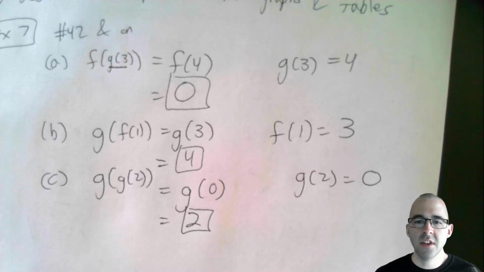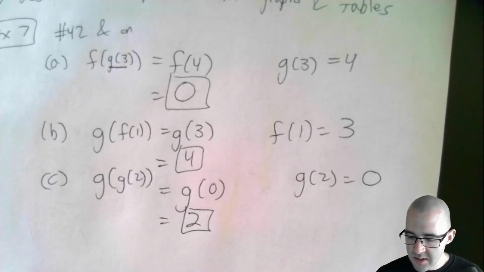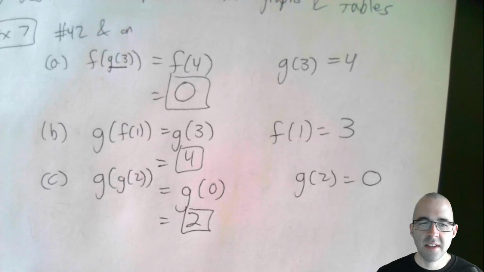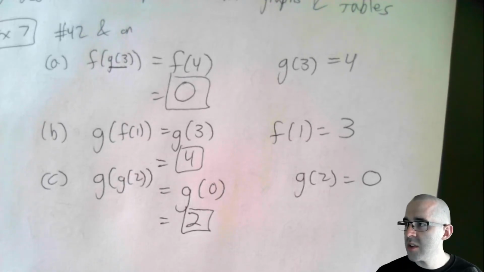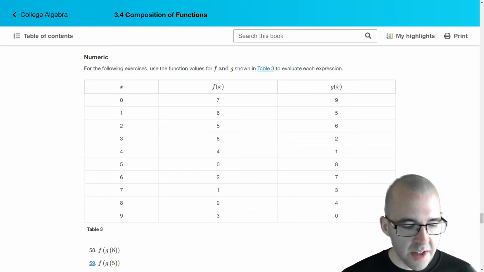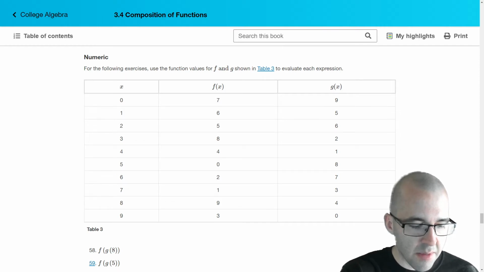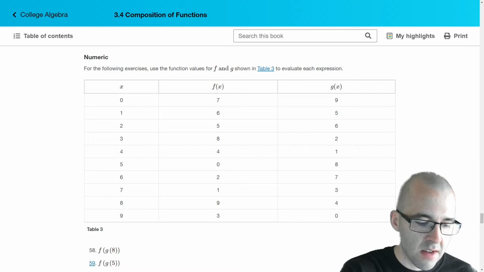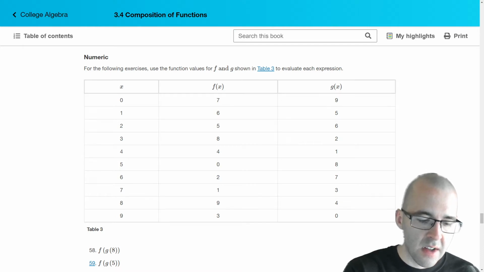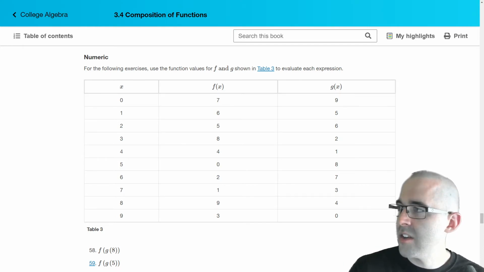Next, we're going to talk about function compositions using tables. So something like problem number 58. We've got a table over here, and it's got a bunch of inputs and outputs, and we do the exact same thing. This is like number 58 and on. So let's look at f of g of 8 first. It's the same idea. You just find out what is g of 8.